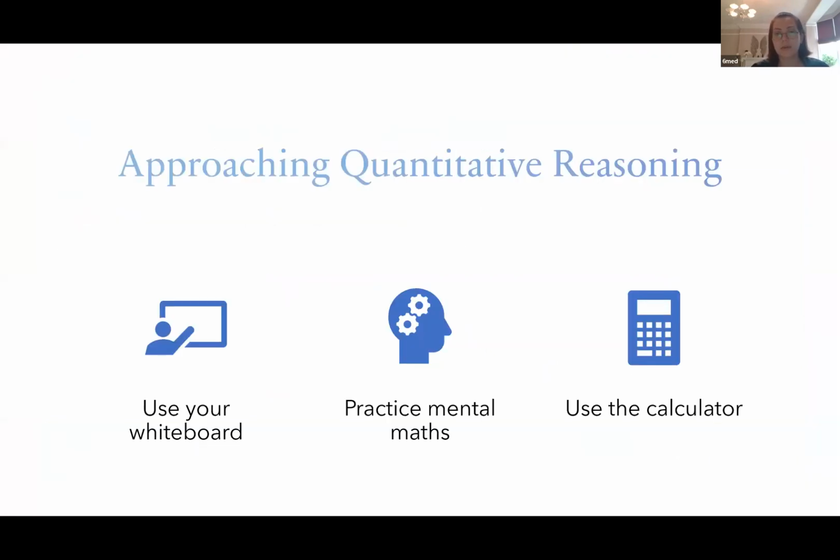So when you're approaching your quantitative reasoning part of your UCAT, when you're actually answering your questions, some top tips for you: use the whiteboard you're given. So most of you all know UCAT's a computer exam. Next to your computer, you should be given a small whiteboard or piece of paper and a pen.